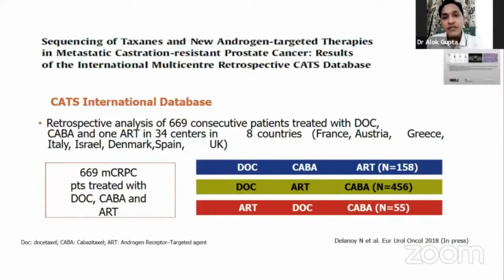Another database, the CATS International Database, trying to answer the question of sequencing. To summarize this database of around 700 patients, the endpoint is that patients in metastatic CRPC setting should receive docetaxel, if possible should receive cabazitaxel, and if possible should receive one of the agents, either enzalutamide or abiraterone, in their journey. And if we are able to expose these patients to these three agents, we would be able to achieve good outcomes for our patients, or the best possible outcome for our patients.